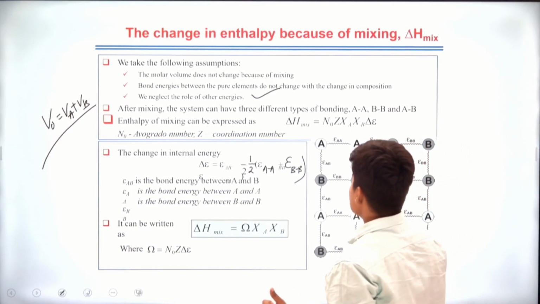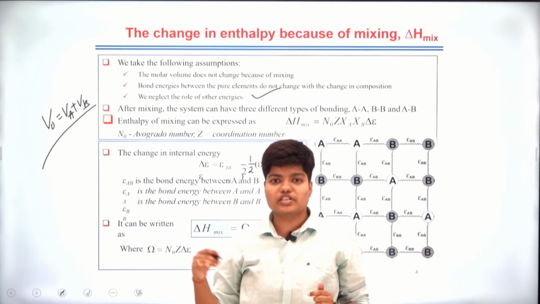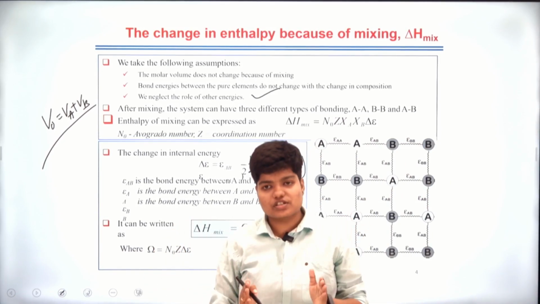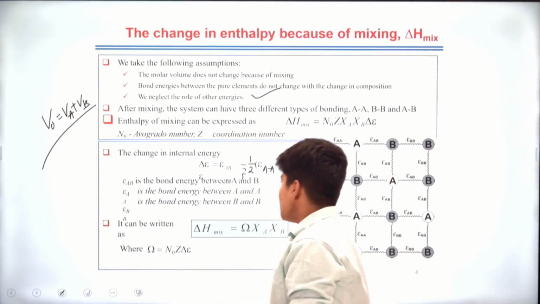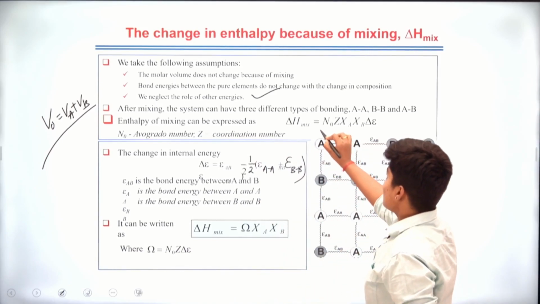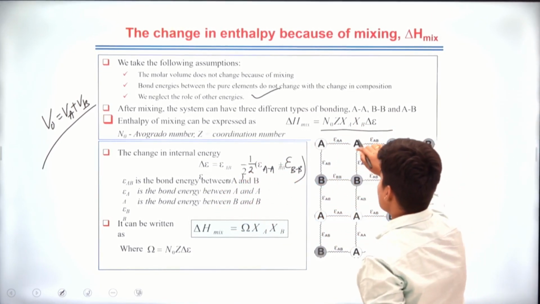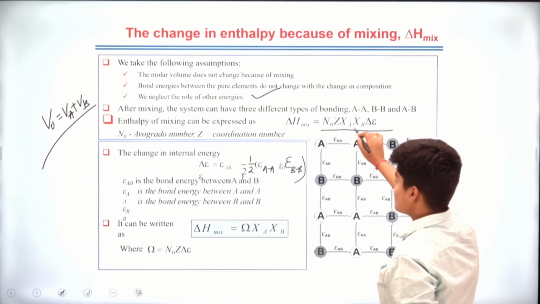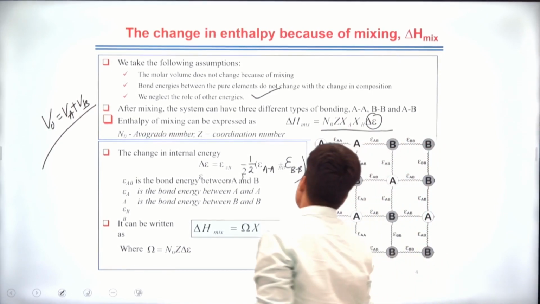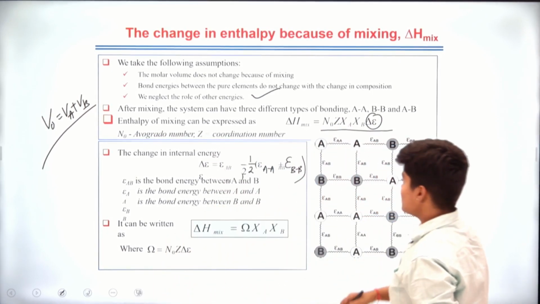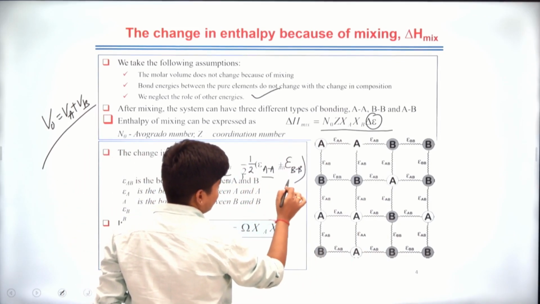Before the mixing there are two bond energies, the bond energy between A and the bond energy between B. But after the mixing there will be another type of bond energy between A and B. The enthalpy of mixing can be expressed as N0 Z XA XB ΔE. What is N0? N0 is the Avogadro number, and Z is the coordination number. XA and XB are the mole fractions of A and B, and ΔE is the bond energy difference, ΔE equal to bond energy between AB minus half of the bond energy of AA and BB.